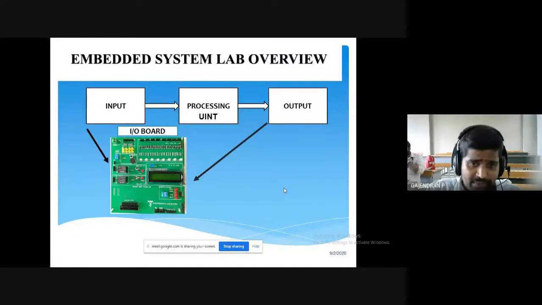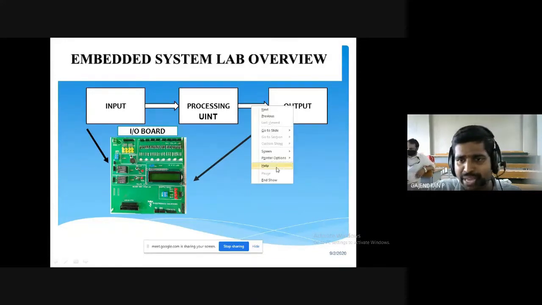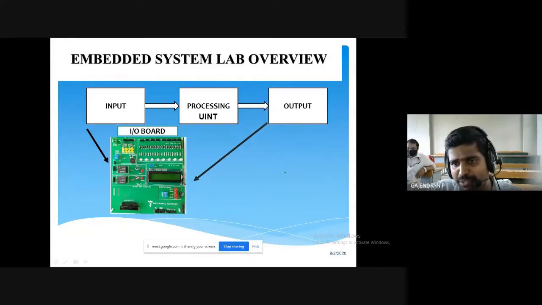Microprocessor lab, very good. See, the same IO board. It's the same IO board. What is the meaning of IO? Input and output. So for both the input and output blocks, I am going to use only this IO board. This is the common IO board. It has a few input and output devices.